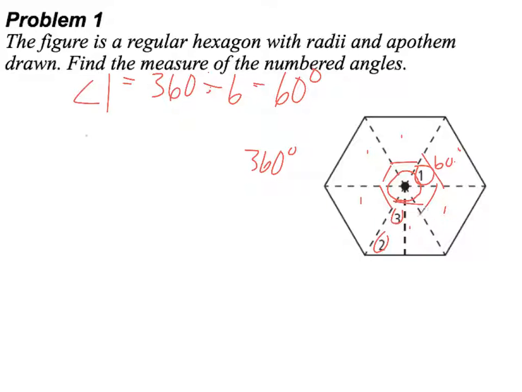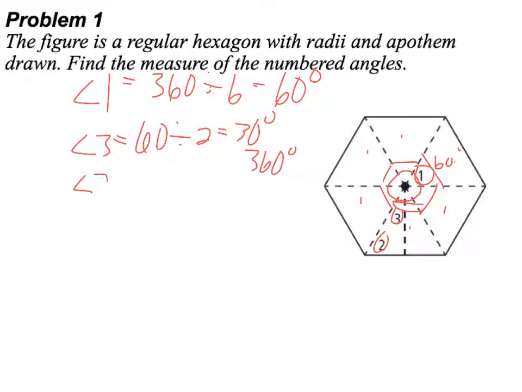The next one we're going to find is angle 3. You'll notice, 3 is half of one of those 60-degree angles. So if I take 60 and I divide it by 2, I'm going to get that angle 3 is a 30-degree angle.